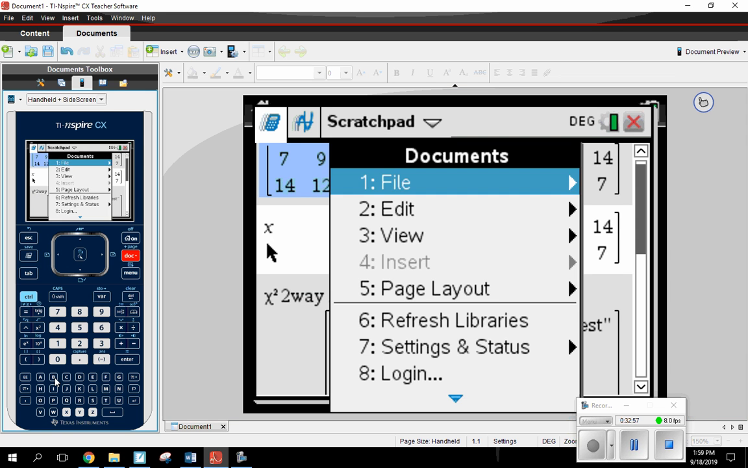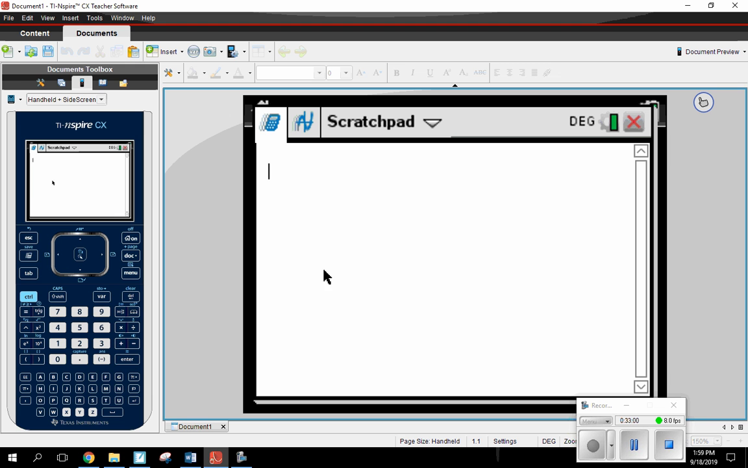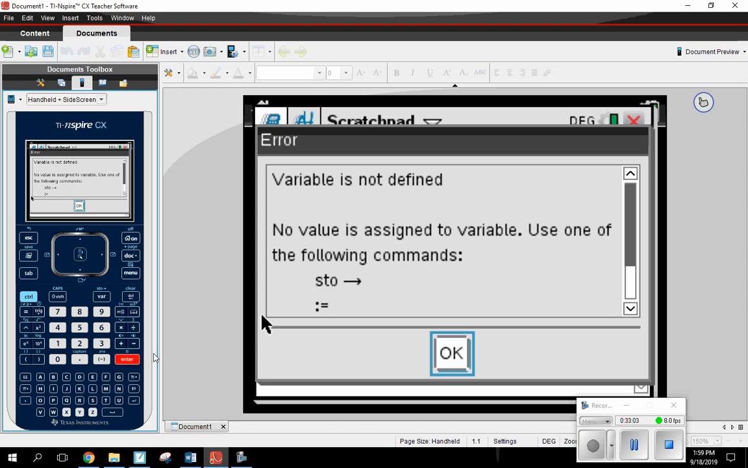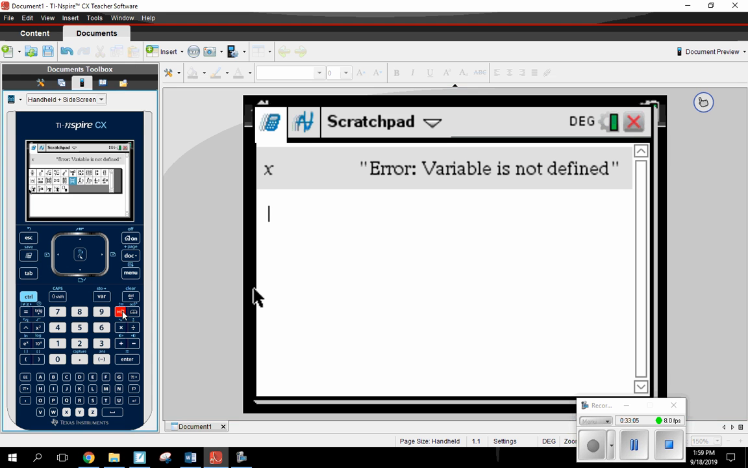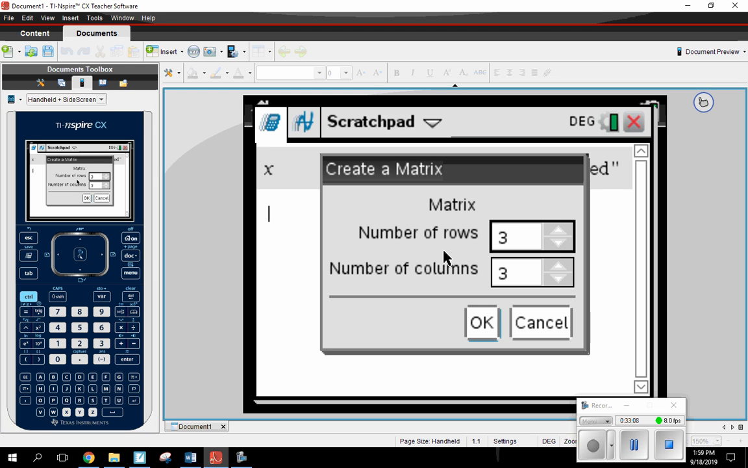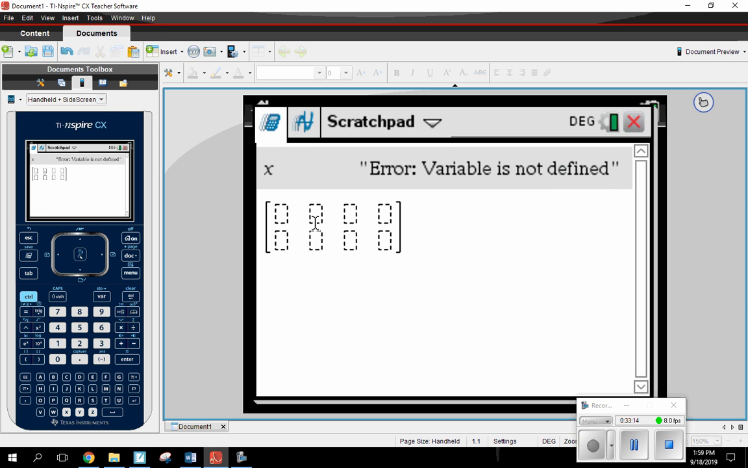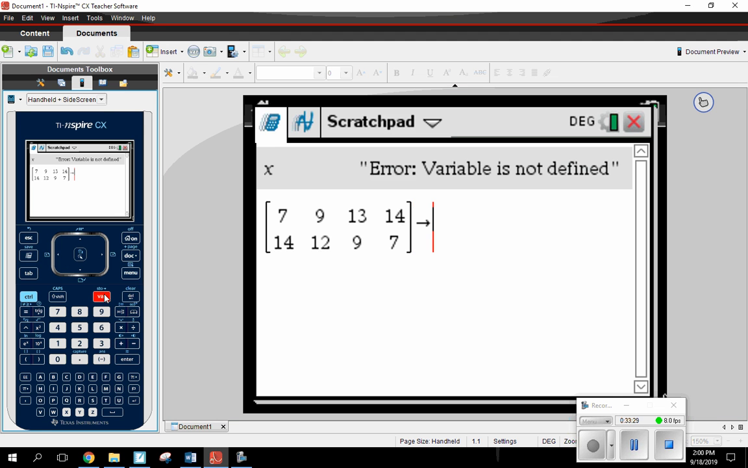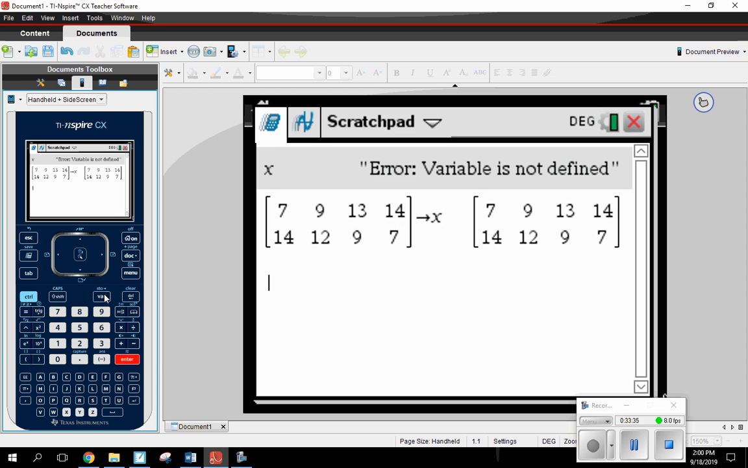Let me go ahead and erase all this. Now let's see if it's still in the calculator, because I erased it. Nope, it's not in there anymore. So let me go ahead and put the data in very quickly. This is a 2x4. What was my information? 7, 9, 13, 14. Then we got 14, 12, 9, 7. I'm going to go ahead, control store, and you can actually store it as anything you want, but typically a variable will do. So it's in there as X. Now I'm ready to manipulate this data and find the chi-squared value.